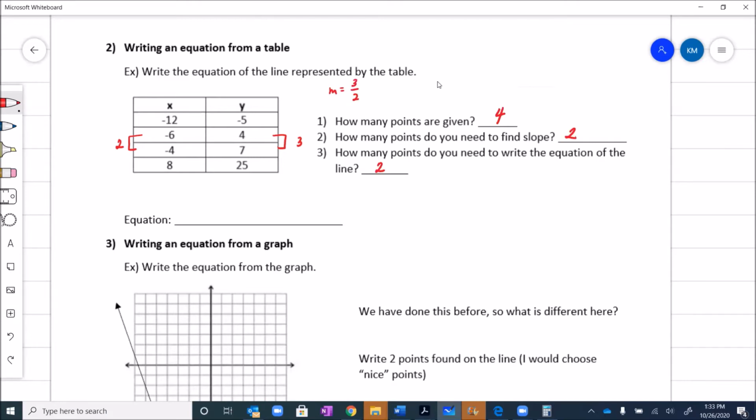Okay, I'm going to use one of these points, and I can use any point that I want to, but I'm going to use (8, 25). I know 25 is a big number, but they're both positive, so I won't mess up on the signs. And I'm going to plug it into y equals mx plus b. So 25 is my y, my m is 3/2, my x is 8, plus b. Okay, so 3/2 times 8, that's 24 over 2, or 12.